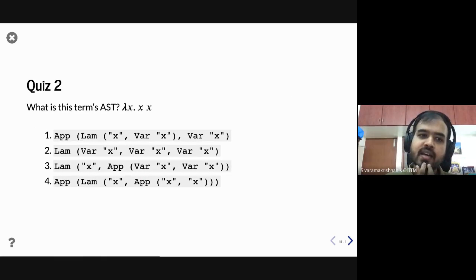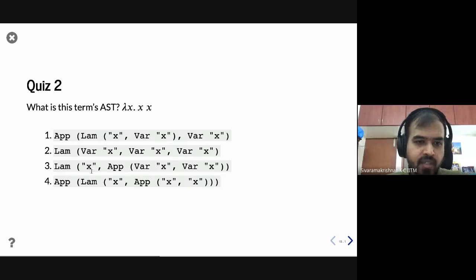What is this term in AST? So I write this term, which is lambda x.xx. Which one is it equivalent to? C. Okay, that's good. Yeah, so 3, right? So we have a lambda here. Yep, good.